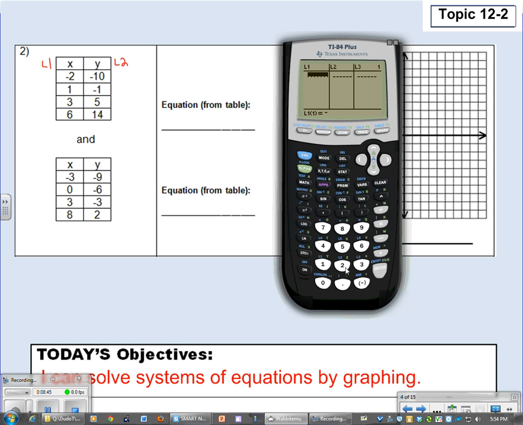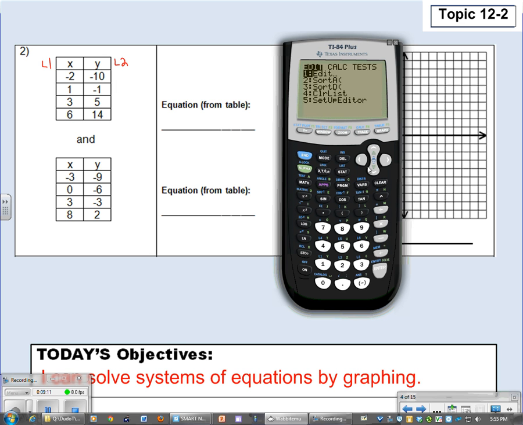We'll type in -2, press enter, 1, press enter, 3, press enter, and 6, press enter. Scroll over to the right. We have a -10, press enter, -1, press enter, 5, press enter, and 14. Check my numbers again. Now my numbers are correct.